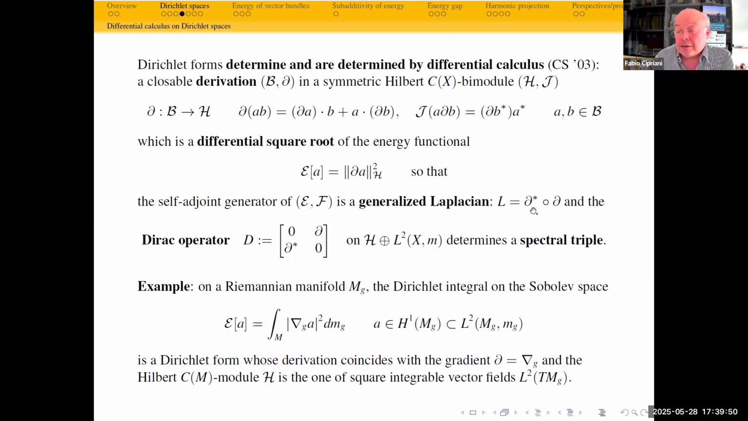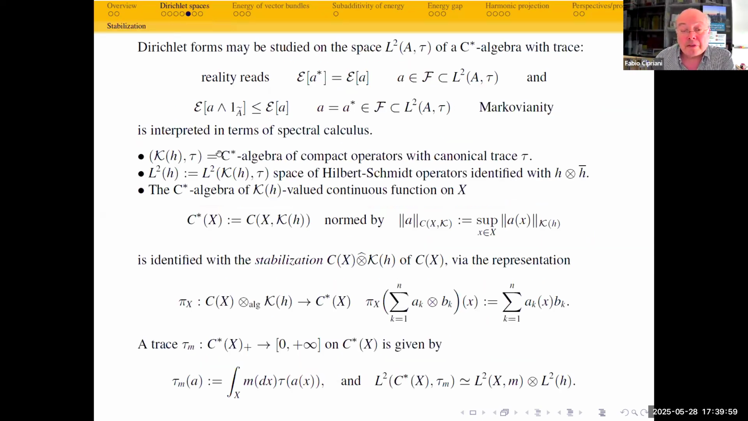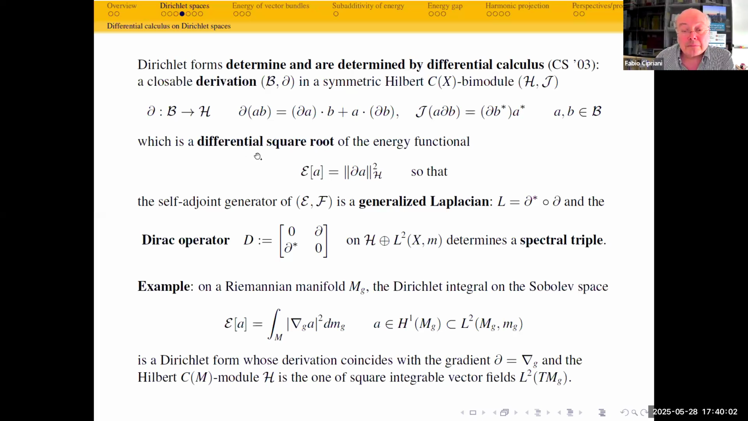L is the adjoint map of the derivation, which we call divergence, composed with the derivation itself. So differential square root is a short way to recall this formula. So it's not a root in the sense of spectral calculus. It's a square root in the sense of Dirac.